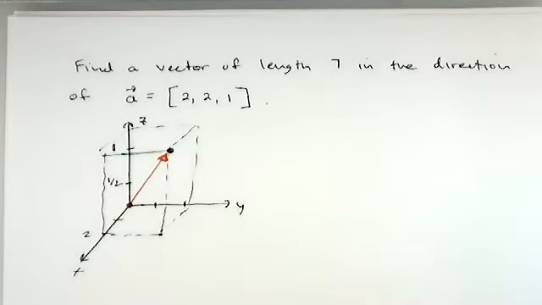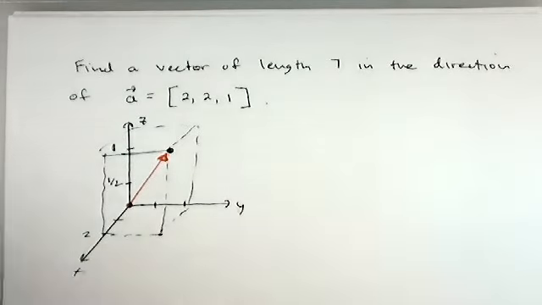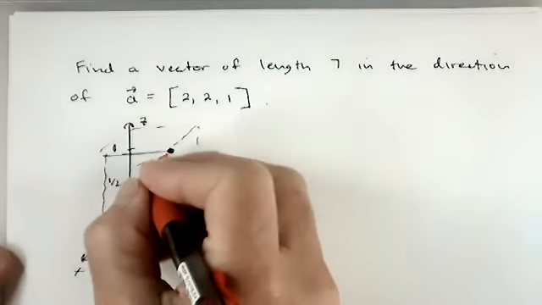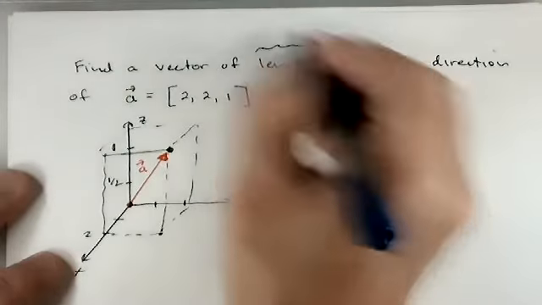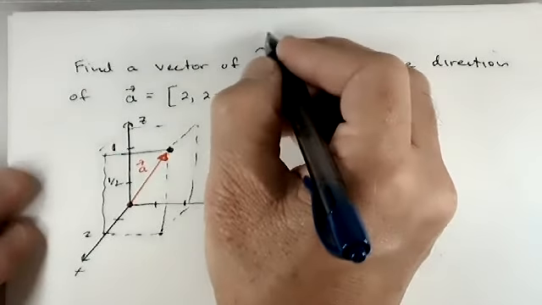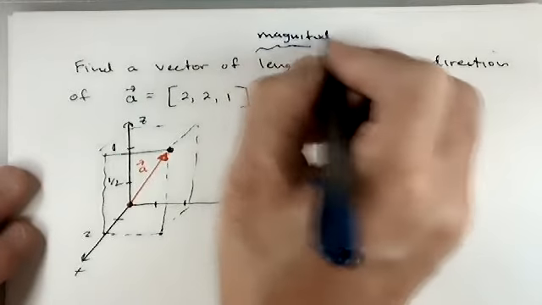Now the directions say to find a vector of length 7 in this same direction. So maybe we ought to figure out what is the length of A, because if the length of A is 7, then we're done, right? It's already in the same direction. And the length, remember, in vector terminology, is what we refer to as the magnitude.